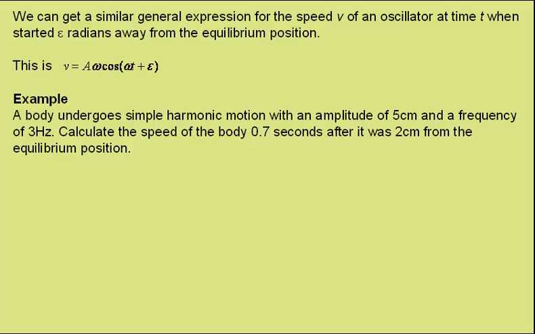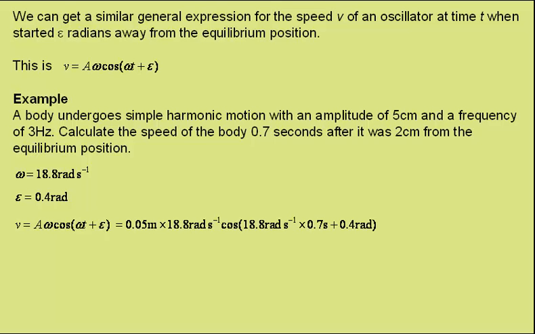For example, a body undergoes simple harmonic motion with an amplitude of 5 centimeters and a frequency of 3 Hz. This is the same example as before, but now we're asked to calculate the speed of the body 0.7 seconds after it was 2 centimeters from the equilibrium position. Well, we've already found that omega is 18.8 radians per second, and epsilon was 0.4 radians. So now we can put the values into this expression, again making sure our calculator is in radians mode, and we get an answer of 0.51 meters per second.